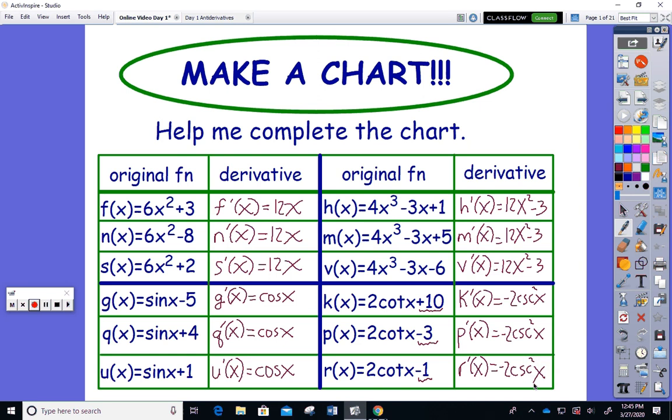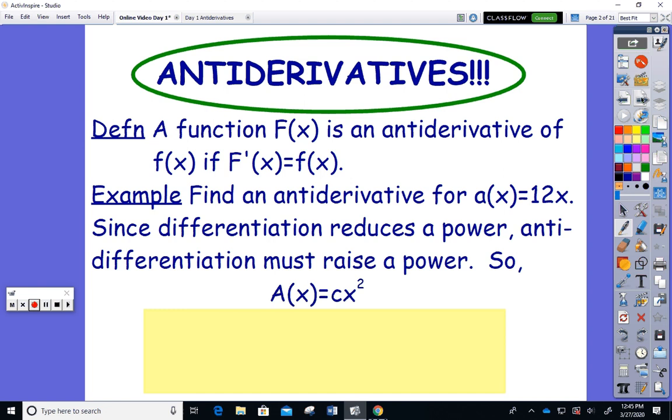So what are we building up to? Well, the opposite of taking a derivative is taking an antiderivative, and that's what we're working on. But what is an antiderivative? Well, I say that capital F of x is an antiderivative of little f of x if I take the derivative of big F of x and get back to little f of x.